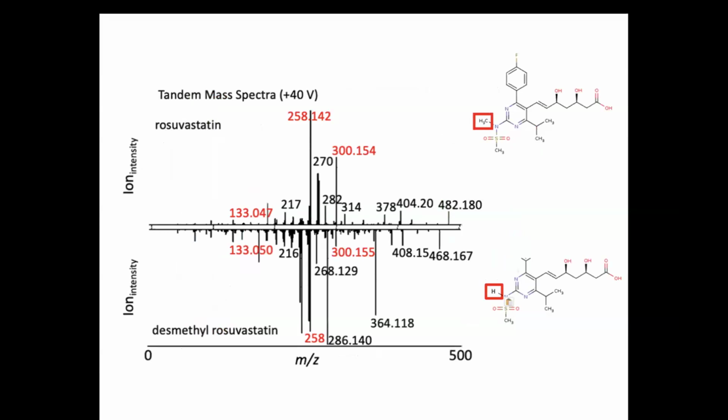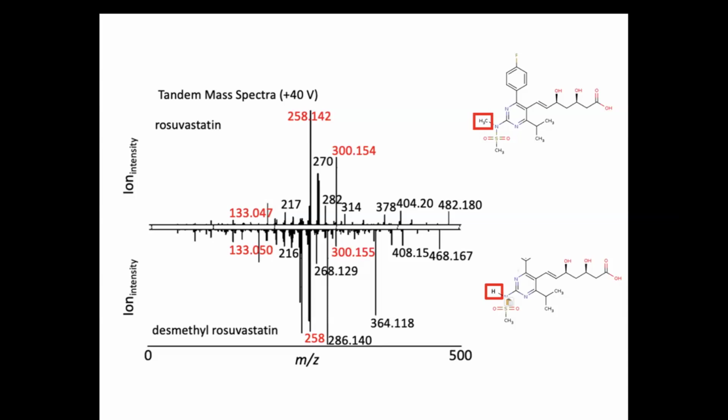You can see there's a red square around the methyl group. The only difference between the molecule on the top and the molecule on the bottom is that the molecule on the bottom doesn't have the methyl group on it. Otherwise, it's structurally identical. But of course, you see that the MSMS data is very, very different.